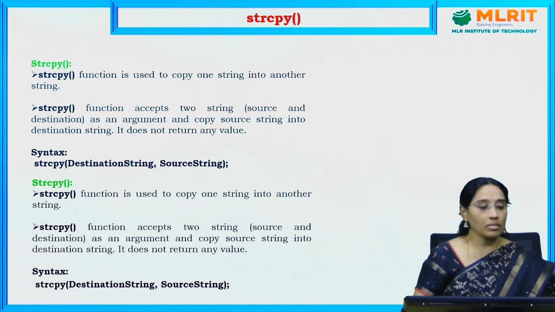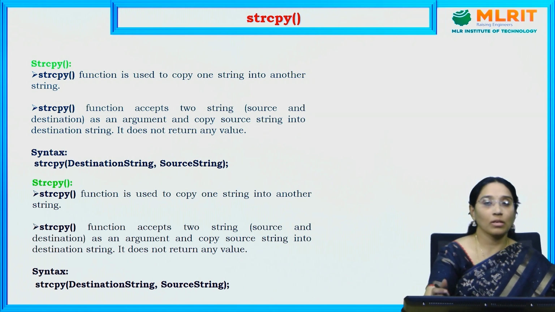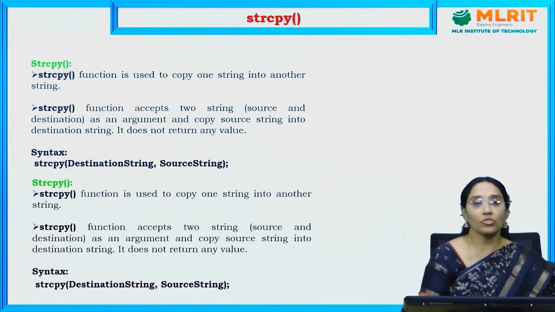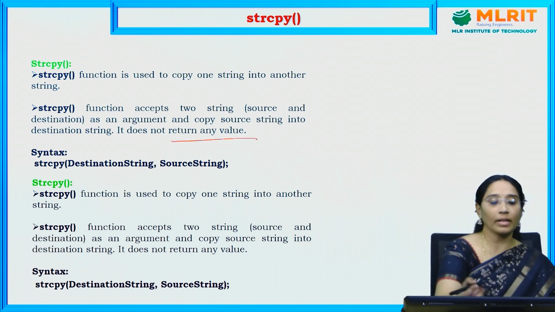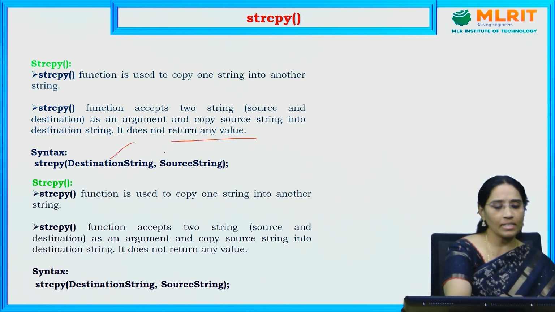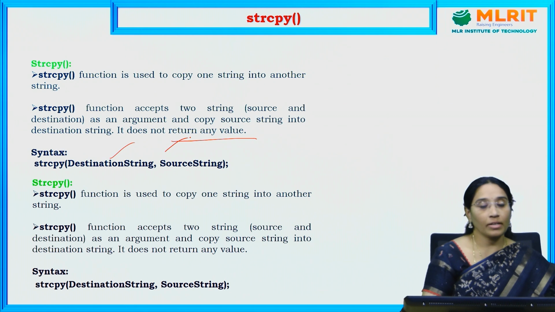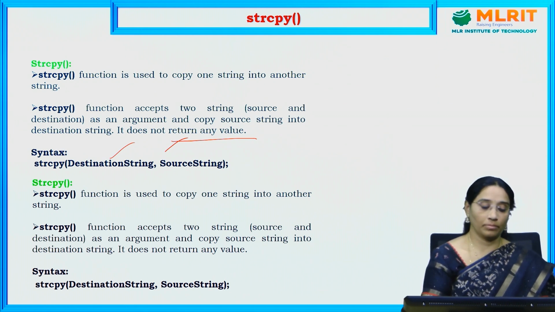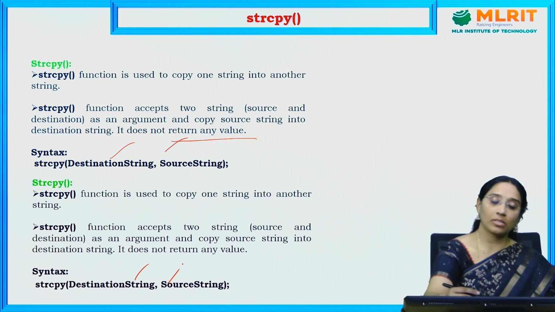Next one, strcpy. This function is used to copy from one string to another string. It accepts 2 strings, source and destination, as arguments and copies one string into the destination string. It does not return any value. So the syntax here is strcpy of destination string comma source string.